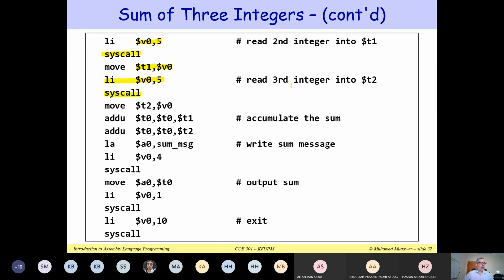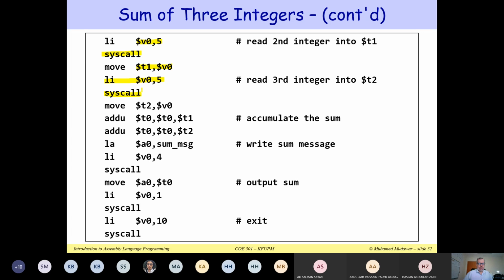Notice I'm writing comments here. It's very important to write comments in assembly language to explain what you are doing. At least if you are writing something in the exam or in a quiz, and you cannot test or verify, at least you can explain to me what you are trying to do. So if you make a mistake, at least I understand your intention, what you would like to do. So read integer, you have to use system call 5. You have to remember these system calls.